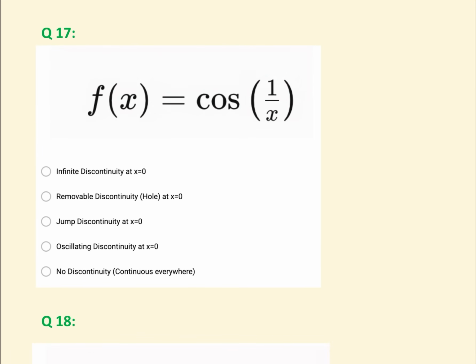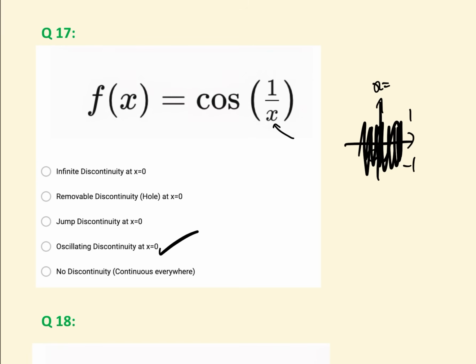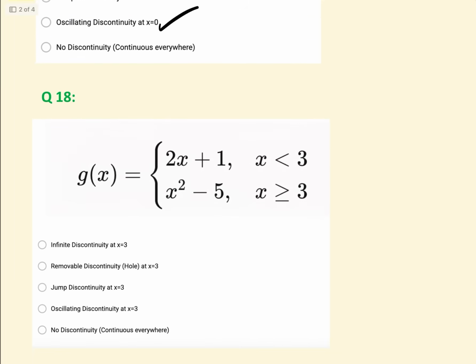Now basically, as x approaches 0, this oscillates wildly, and cos oscillates between +1 and -1. So as x approaches 0, if we have a graph here where x is 0, it goes wilder and wilder and wilder like that between 1 and -1, never settling on anything. In fact, the closer x gets to 0, the more wildly it oscillates. So this is an oscillating discontinuity at x equals 0.